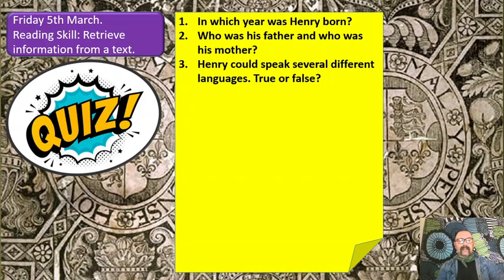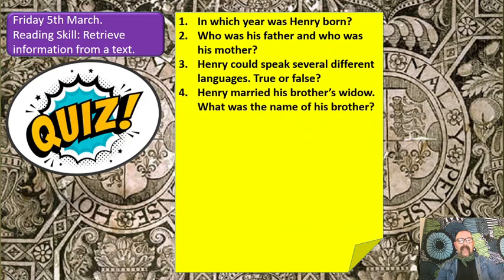Okay, brilliant. Question number 4. Henry married his brother's widow. What was the name of his brother? Henry married his brother's widow, not window, because that would be a bit silly. What was the name of his brother? Okay.